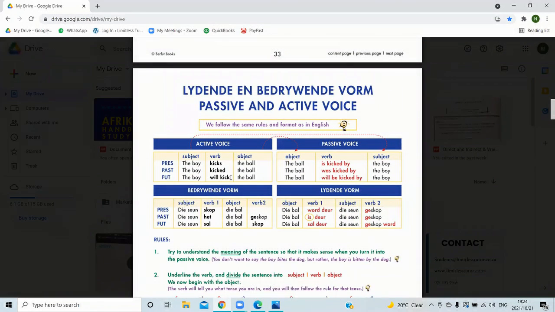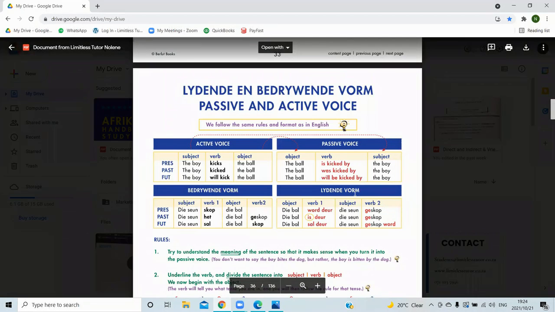So here's the bedrywende vorm, lydende vorm. I still, after all these years, get confused between the names. So all I do is, they gave us the subject first, I have to start with the object. Or they gave us the object first, I have to put the subject.